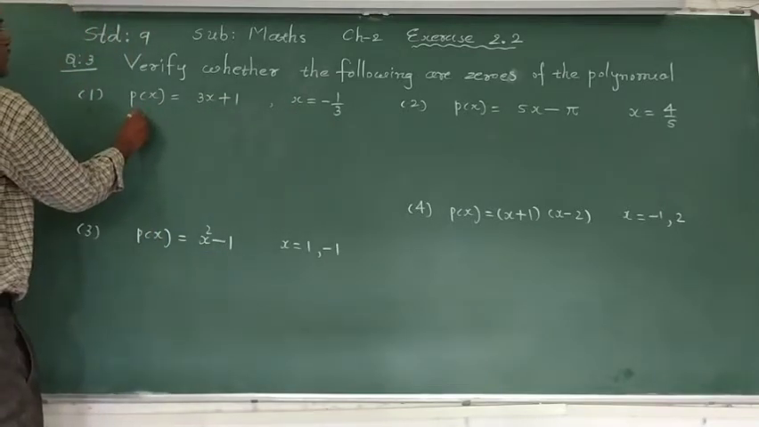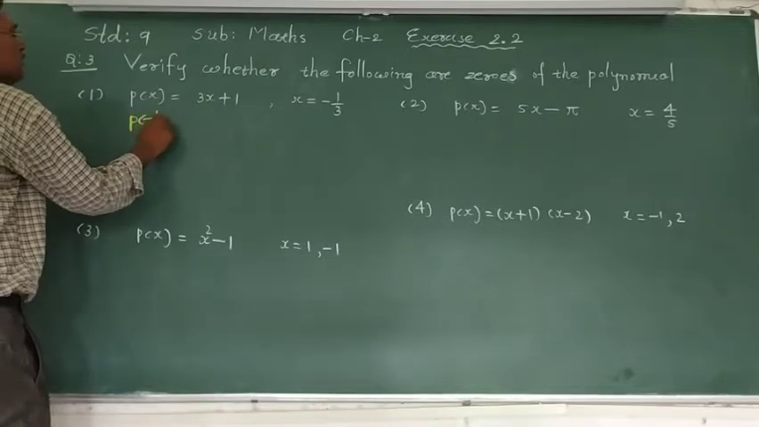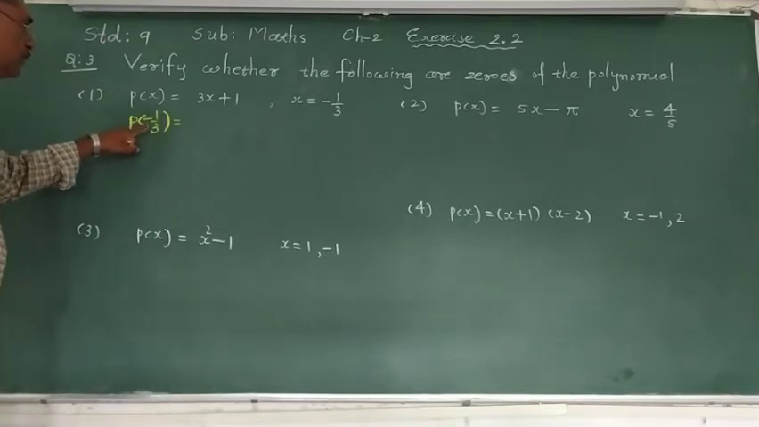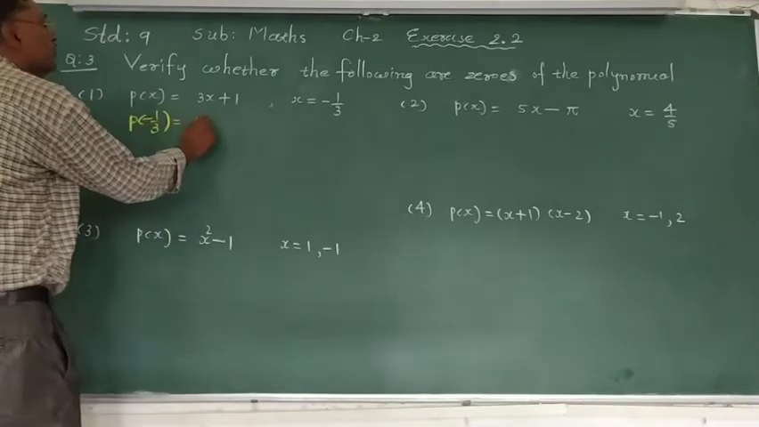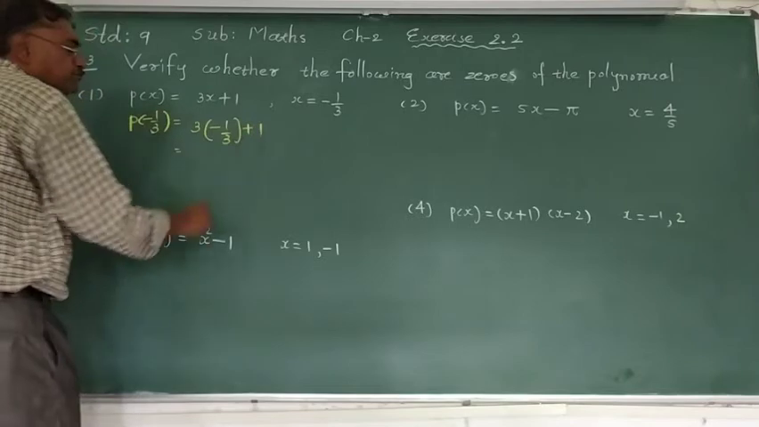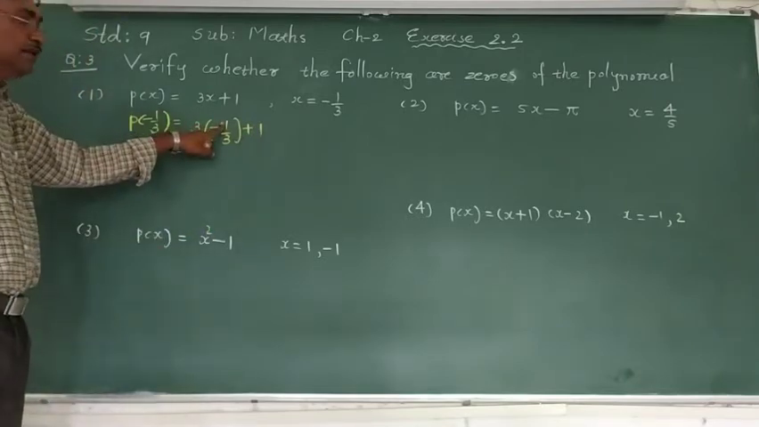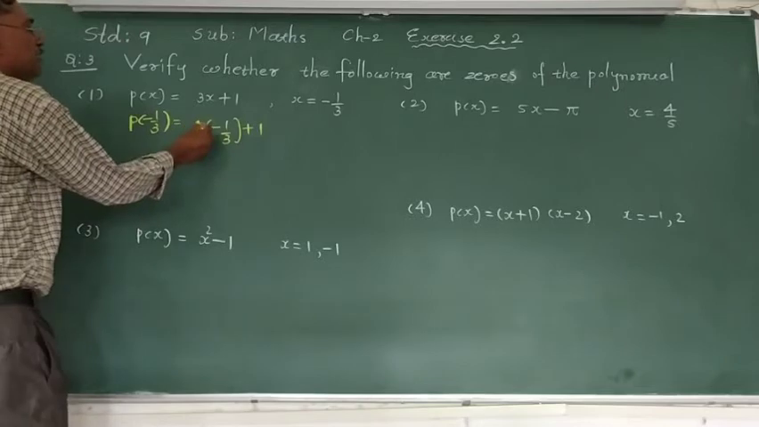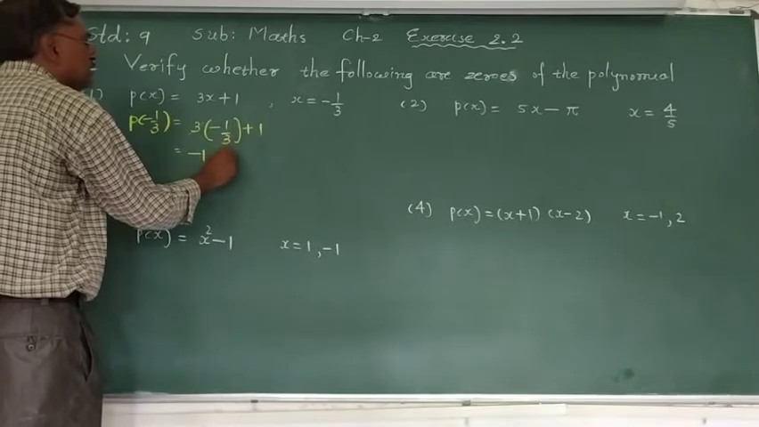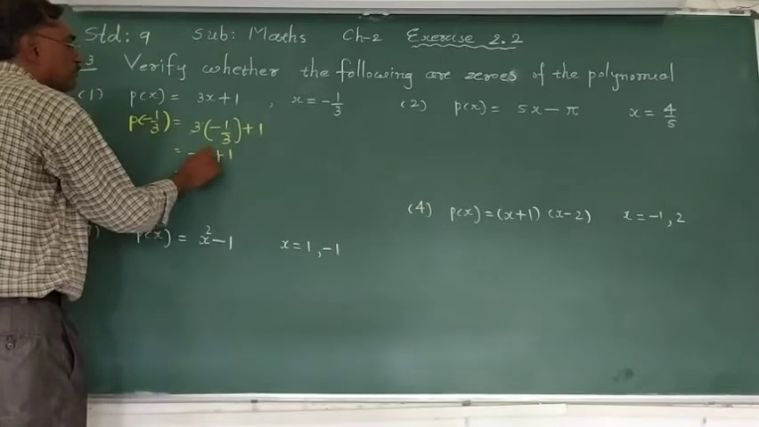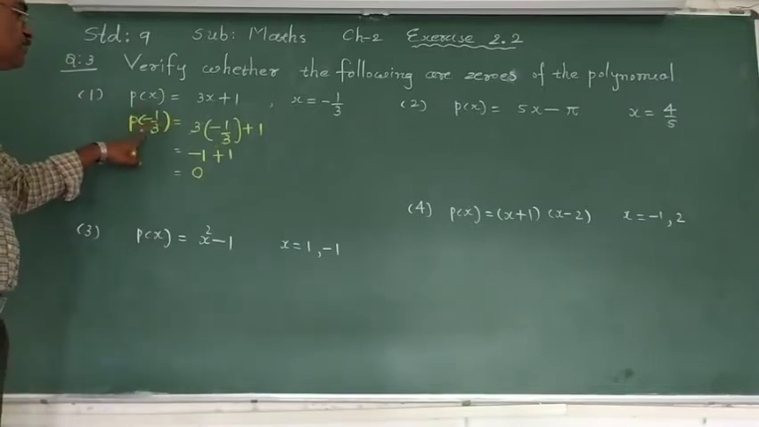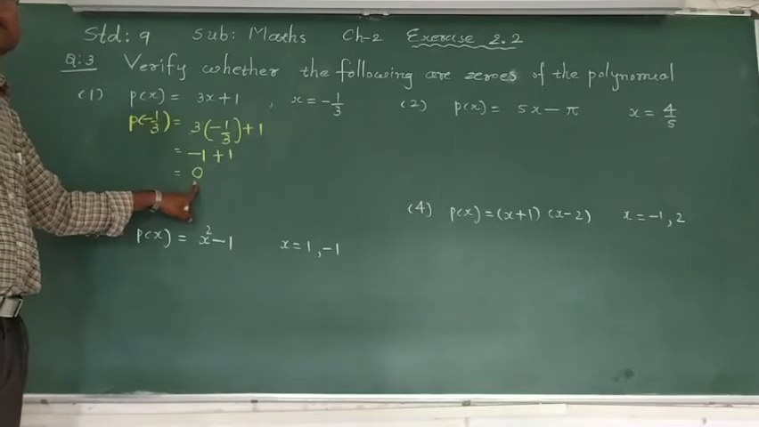So p of minus 1 upon 3 equal to, put minus 1 upon 3 in place of x. So 3 times minus 1 upon 3 plus 1. Here the 3 and 3 will be cut. So we will have minus 1 plus 1. 1 minus 1, 0. So when we put x equal to minus 1 upon 3, our answer will be 0.